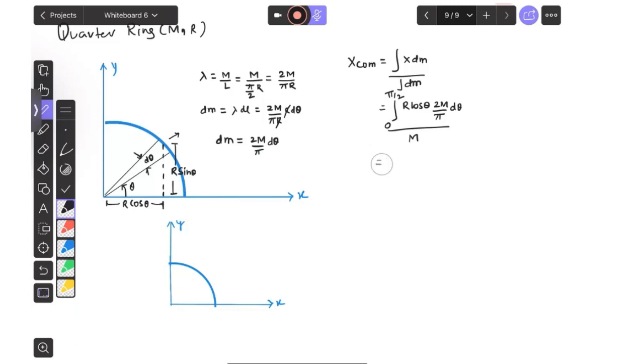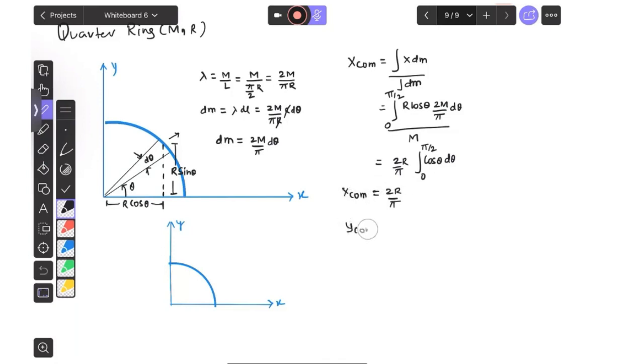Just to integrate it, what we'll be having here is 2r by pi, integral of cos theta d theta from 0 to pi by 2, and the integral of cos theta from 0 to 90 will come 1. You can check that thing. So what we get here is XCM is going to come 2r by pi.